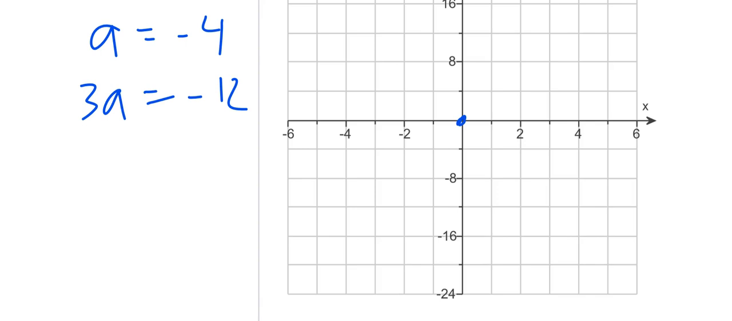So from that dot right there, I'm going to go forward 1 more, and then down 12, which is 3 blocks. Over 1, down 4. Over 1, down 12.